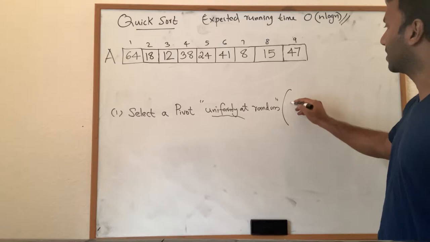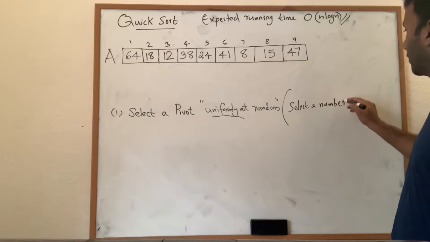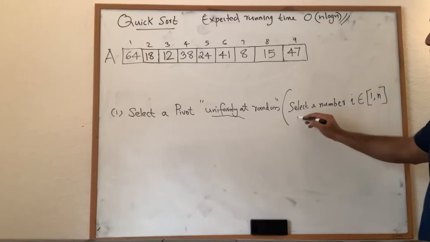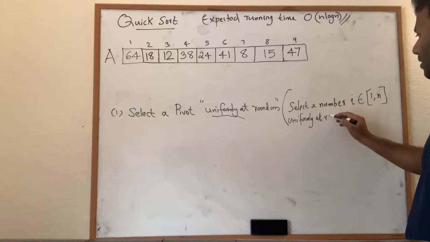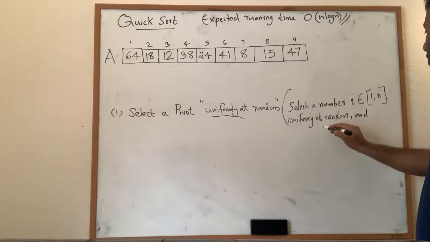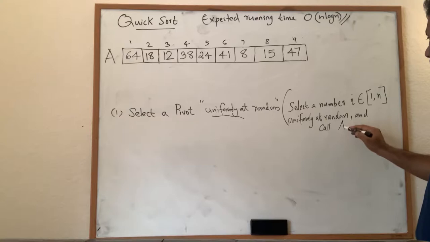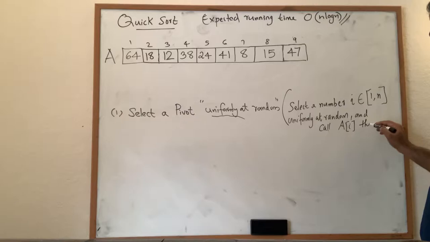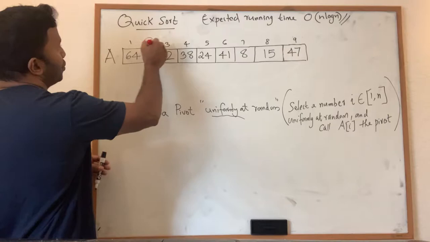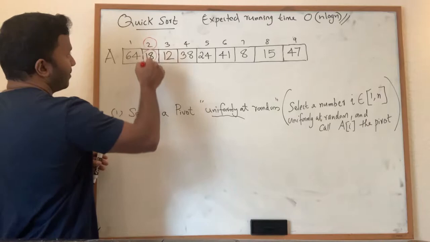So I can make it slightly more formal. You want to select a number. So instead of talking in terms of the actual numbers, I can say in terms of the position: select a number i between 1 and n uniformly at random, which means picking a specific number i has a probability of 1 over n. Once I pick a specific number i, that is the ith element a_i, call a_i the pivot. Okay, this is the first step. So let me just make a small example here. Imagine that I picked position 2, therefore my pivot is 18. So this is my pivot.